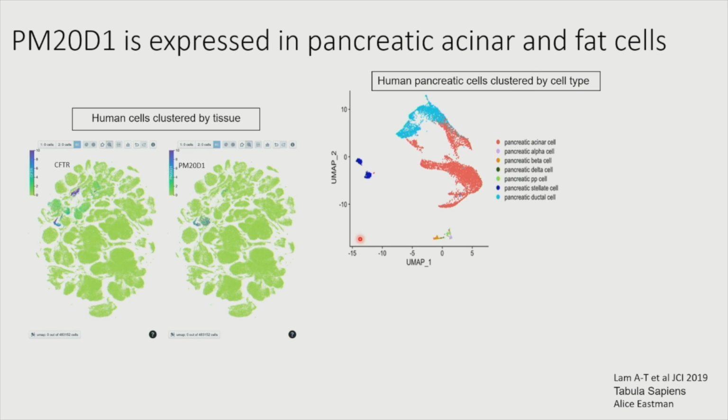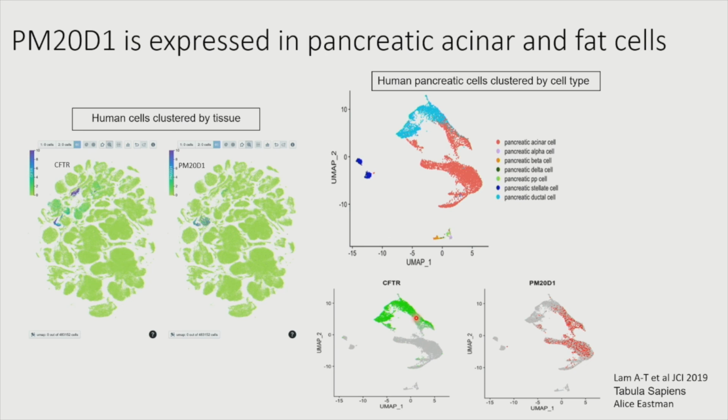Well, here's just a single cell analysis. These are the pancreatic acinar cells. These are the ductal cells. These are the components of the islets. And CFTR is found pretty much in the pancreatic ductal cells, as you expect. PM20D1 overlaps to some degree and is found in the acinar cells. So if you lose your acinar cells, because you have pancreatic exocrine insufficiency, you're not only going to lose CFTR function, you're going to lose expression of PM20D1.